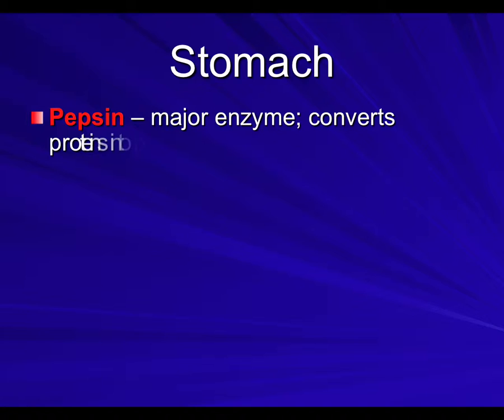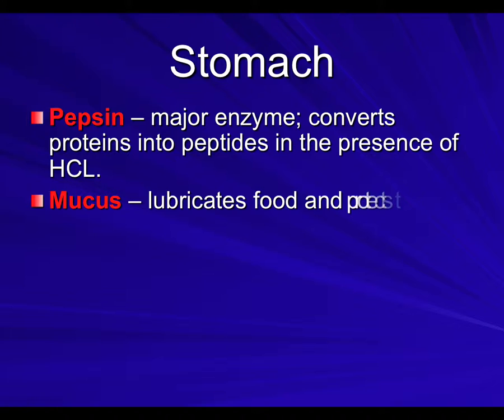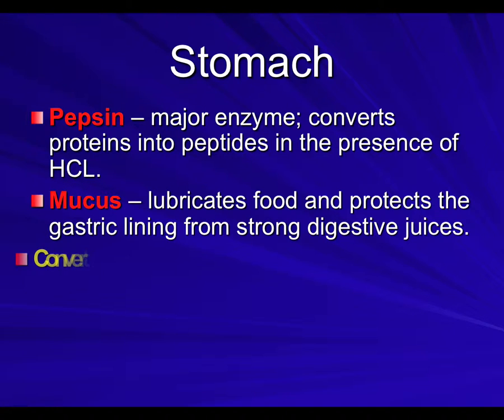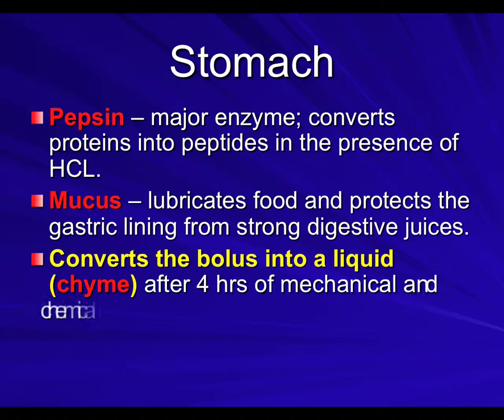One of the major enzymes in the stomach is pepsin. What it does is convert proteins into peptides in the presence of HCl, which is hydrochloric acid. It also has mucus in it, which lubricates the food and protects the gastric lining from strong digestive juices. You have to have that protection because, even though the stomach secretes hydrochloric acid, it is still an acid, and you need a lining in your stomach so that acid doesn't start to eat away your stomach.